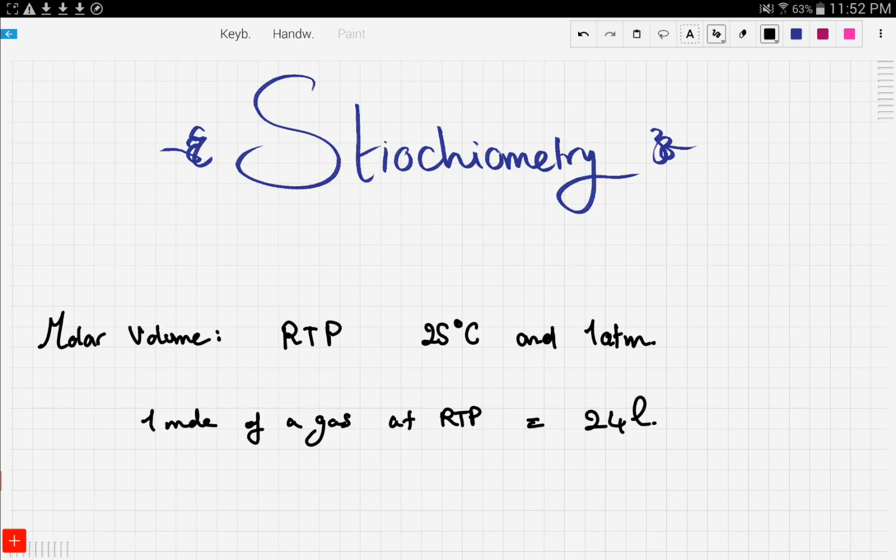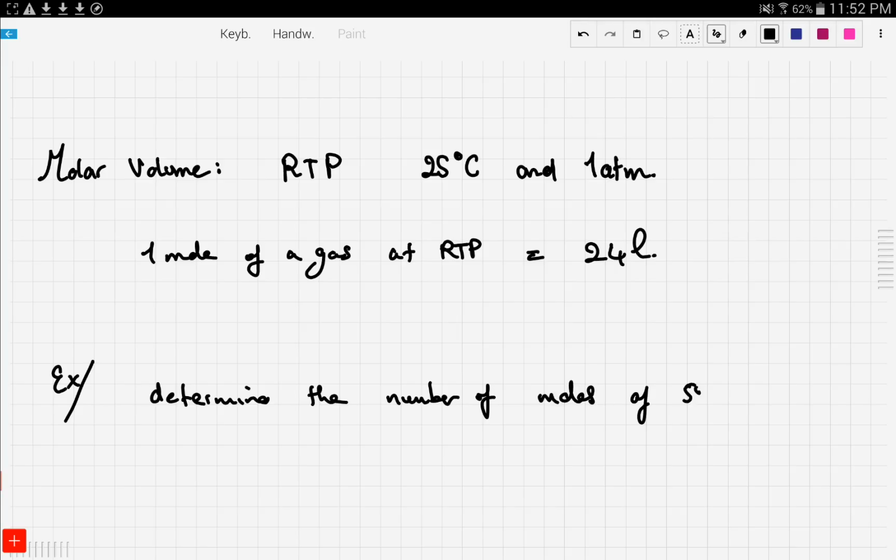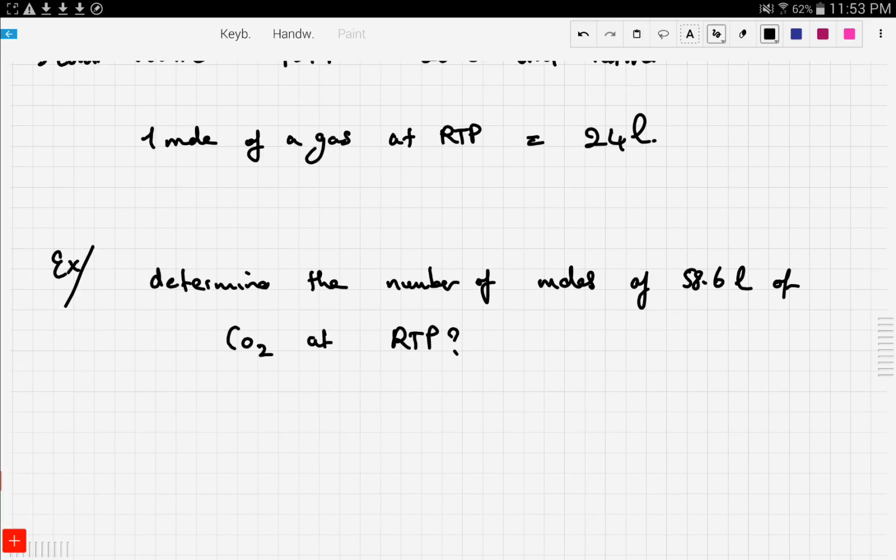Now let's do an example of that. Let's see. So determine the number of moles of 58.6 liters of carbon dioxide at RTP. So the question wants you to find the number of moles of 58.6 liters of CO2 at room temperature and pressure.